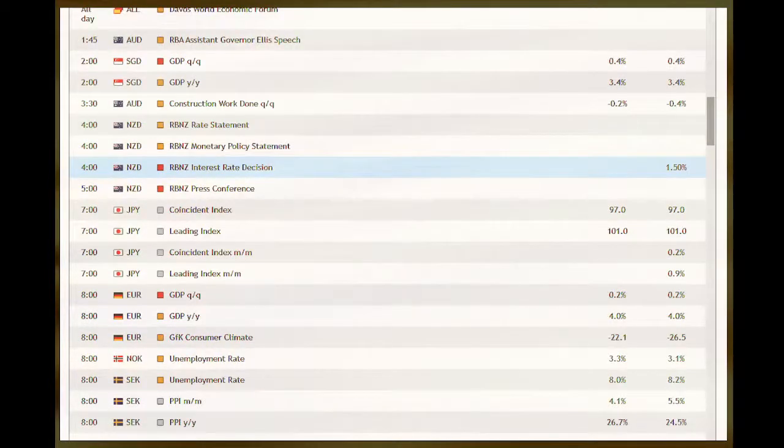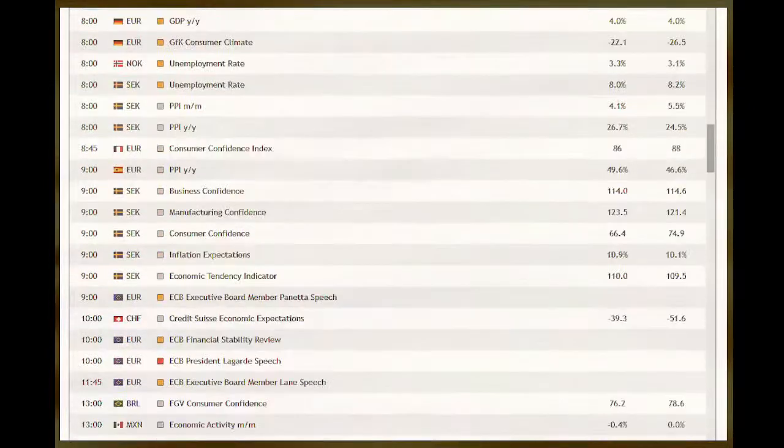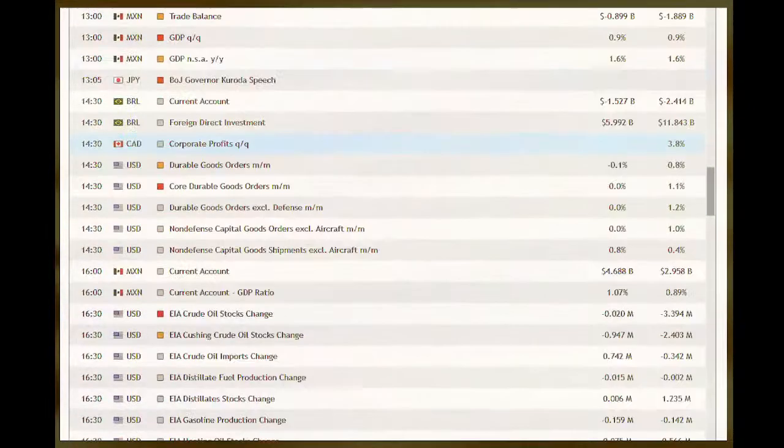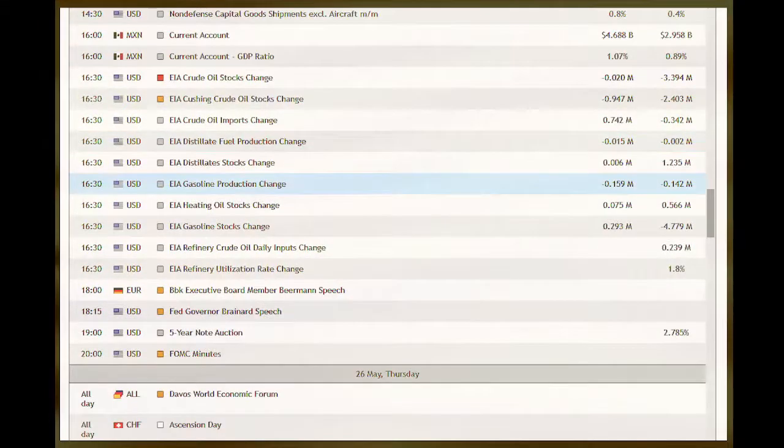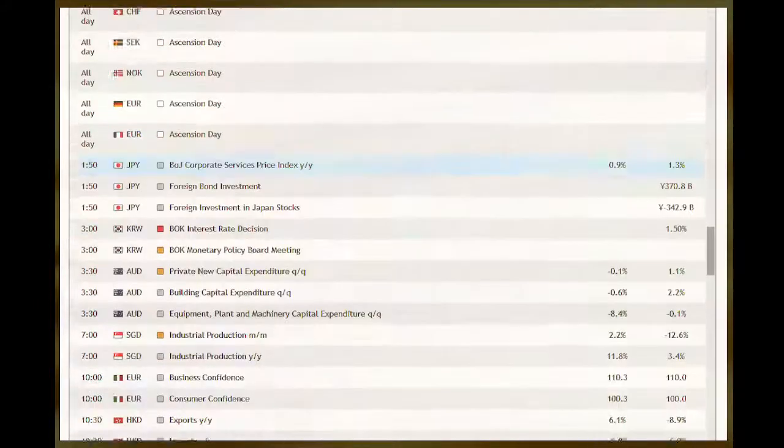Now moving on to Wednesday. Wednesday we have another important NZD event, which is the interest rate decision at 4 a.m. Keep an eye out for that. Around this time we're expecting NZD to really be volatile. And on the very same day, we have the FOMC meeting minutes at 8. Watch out for the FOMC meeting minutes. Both these events are on Wednesday.